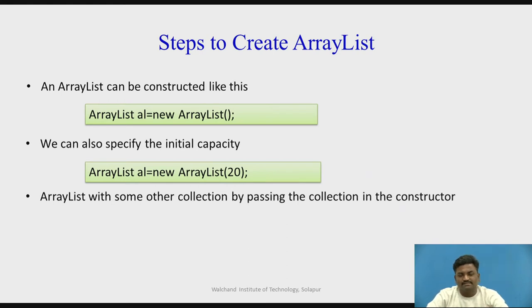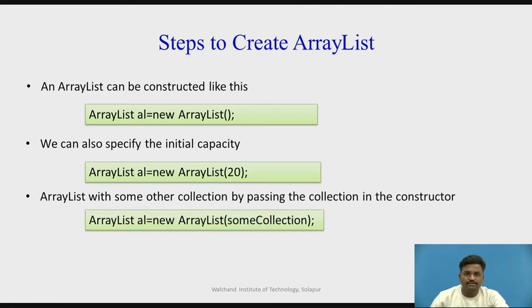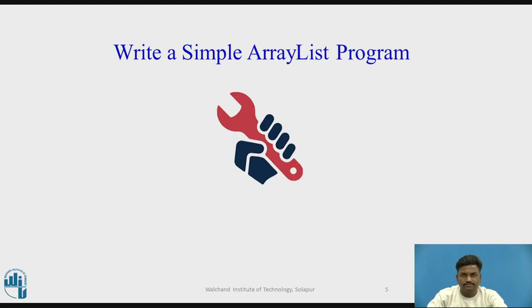ArrayList can also be created by passing another collection into it. ArrayList AL equal to new ArrayList and passing some other collection object over here. You can pass the object directly. So whatever elements you have in that collection object will be directly copied into this collection object AL. Everything will be copied.